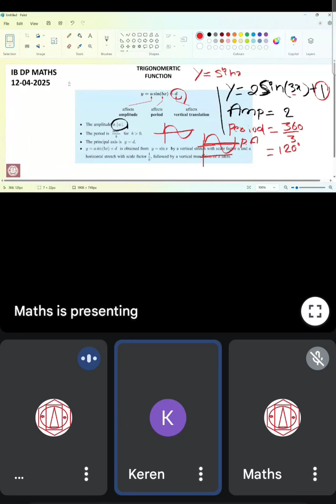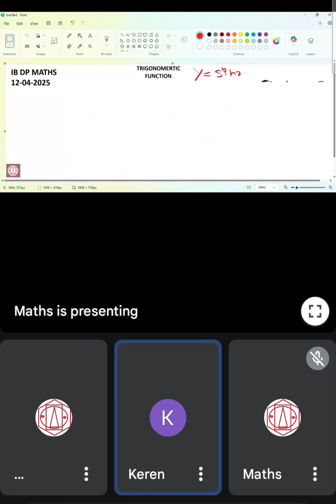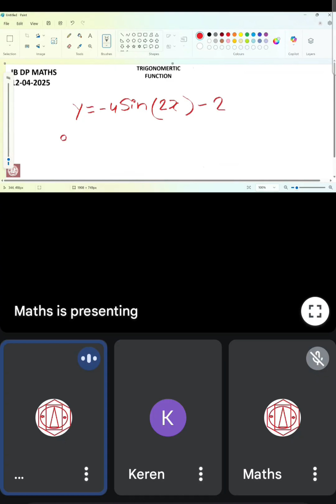I'll give you one question and you have to answer a few things. So let's say we are given y = -4 sin 2x - 2. My first question is, what is the amplitude of the function? So what will be your answer? 4. That's correct.